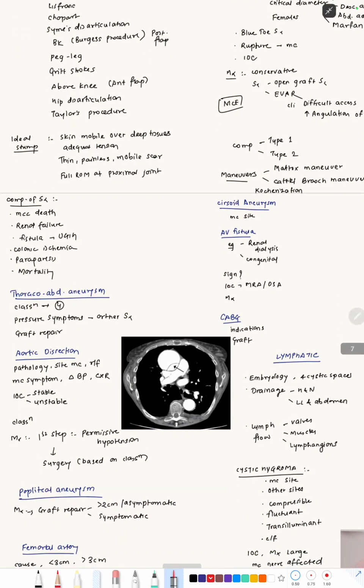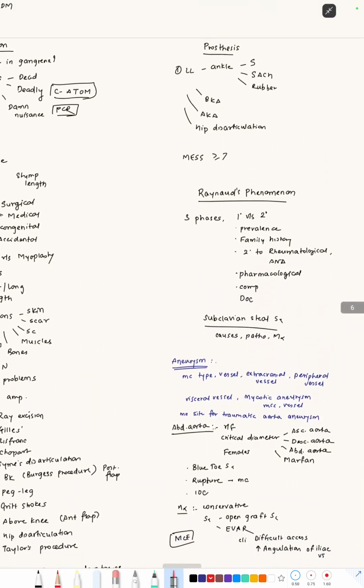Now, what should be the characteristics of an ideal stump? The skin over the stump should be mobile over the deep tissues. Adequate tension should be present. Thin, painless, and mobile scar should be present, and there should be full range of motion at the proximal joints.